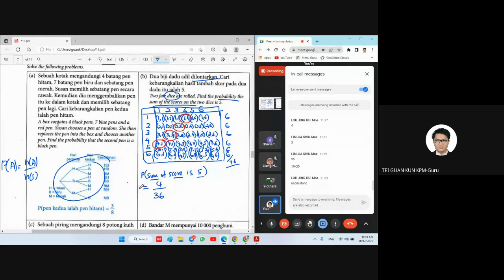4 over 36. Ada 4 sajalah yang sum of score is 5. Out of 36 outcomes, hanya 4 sajalah yang dia punya sum of score is 5. Lepas tu you kecilkan. Answer is what? 4 over 36, answer is what?